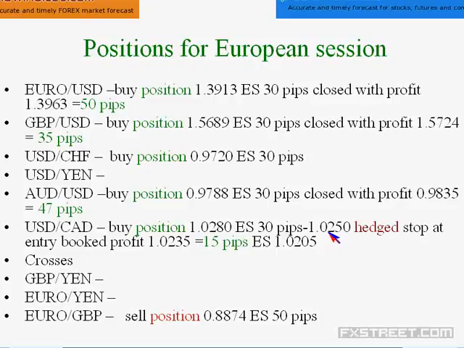And Canadian dollar is known to make such wild moves. So if you are trying to trade in Canadian dollar, it's wise to use hedging. Either way, you will be able to book profit. And I kept the hedging order 30 pips below 1.0250, and that got hedged.